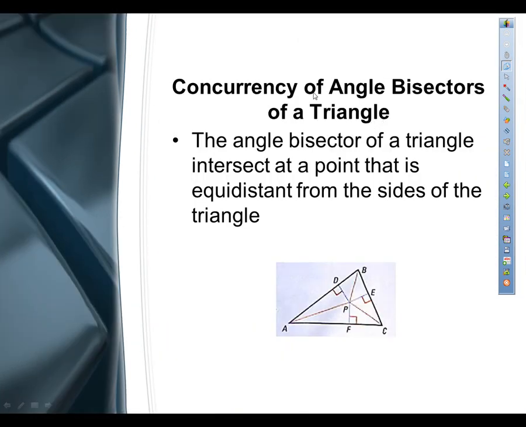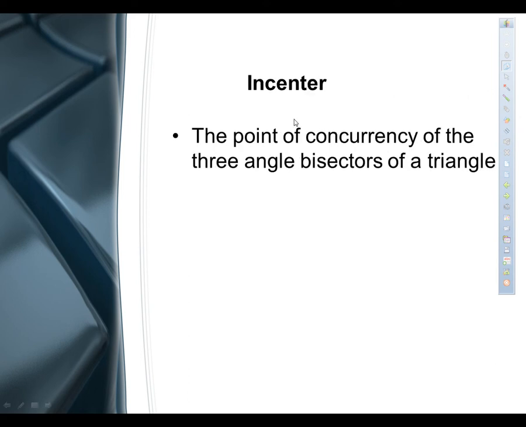The concurrency of angle bisectors. The angle bisectors of a triangle intersect at a point that is equidistant from the sides of a triangle. So remember, when we talked about the perpendicular bisectors, where they were concurrent, they were equidistant from all of the vertices. This time, on the concurrency of angle bisectors, that point is equidistant from all of the sides. And it is called your incenter. So far we've covered a circumcenter and an incenter.